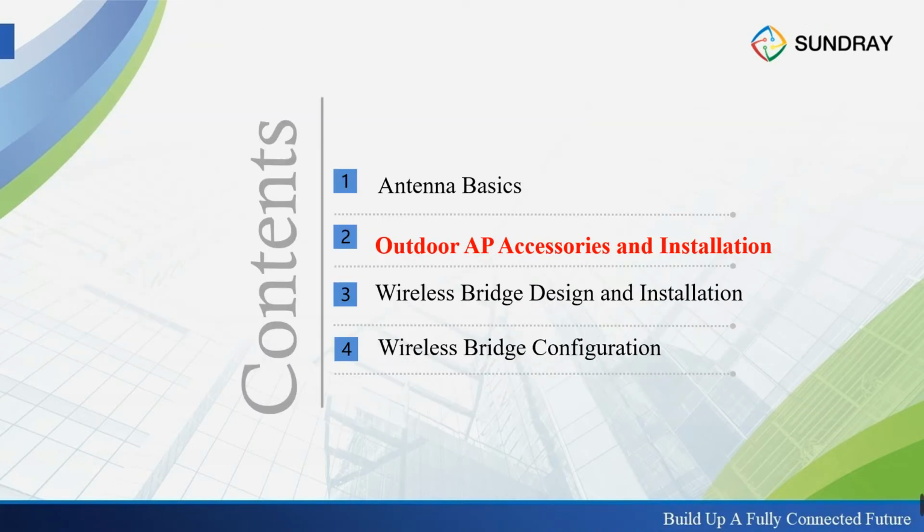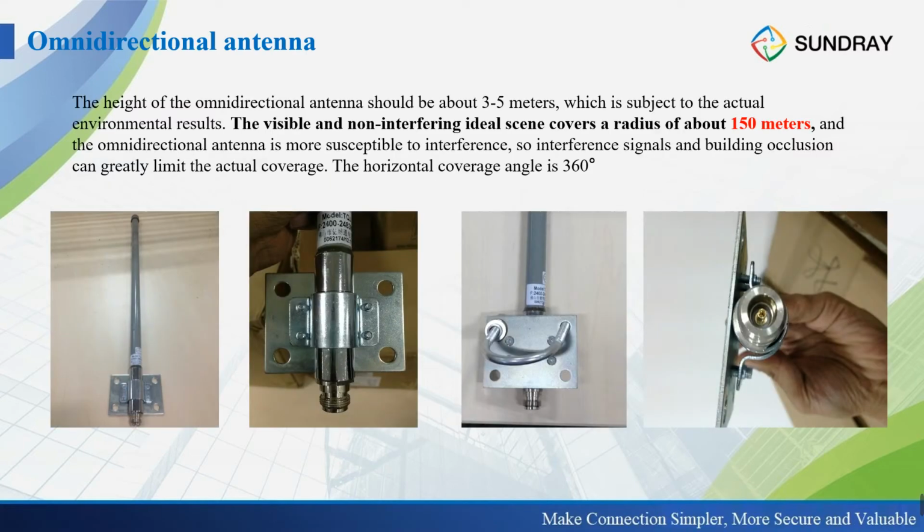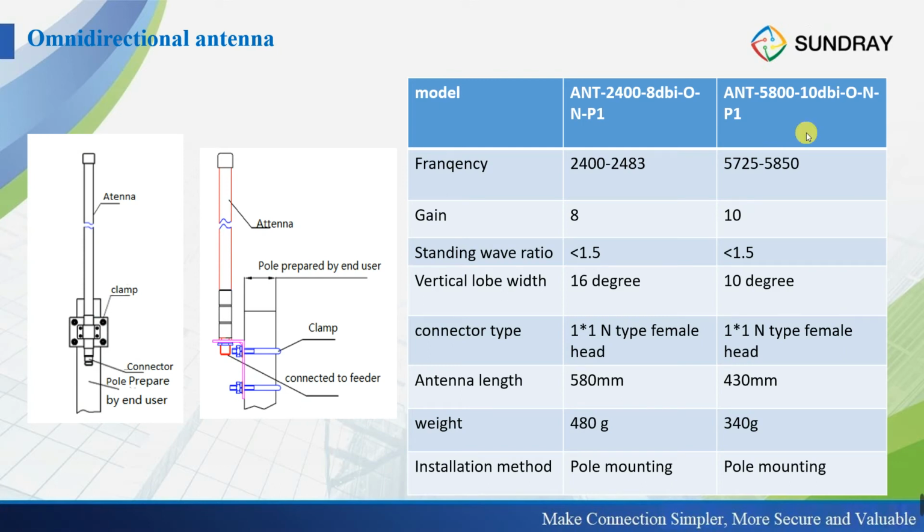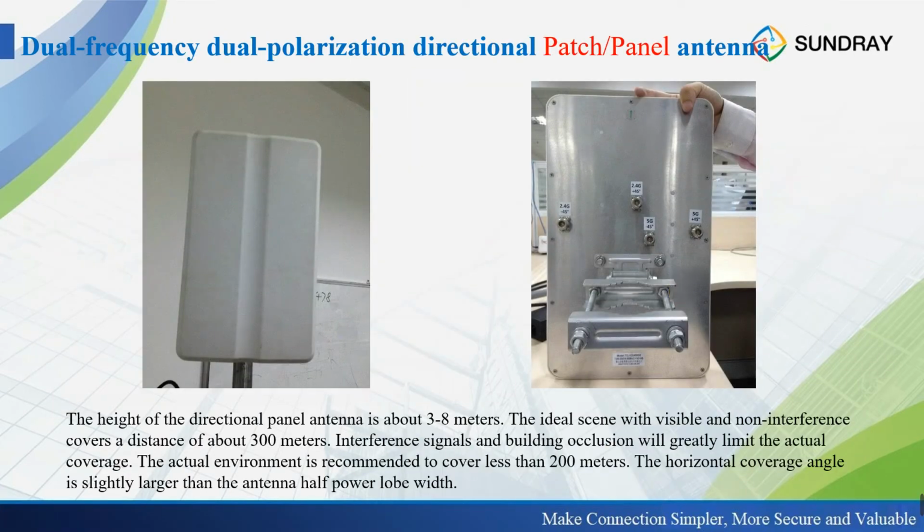So let's see the outdoor accessories and these installations. This is an antenna. These are N-type connectors. For this antenna, the coverage is around 100 meters actually. 150 meters is the maximum. So this is the gain. The patch antennas cover less than 200 meters.